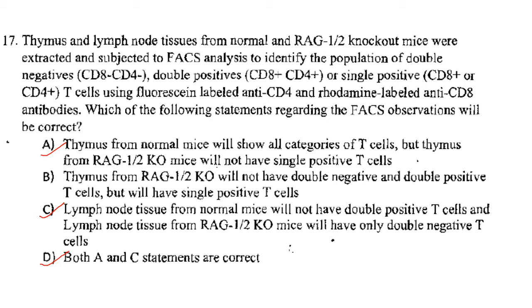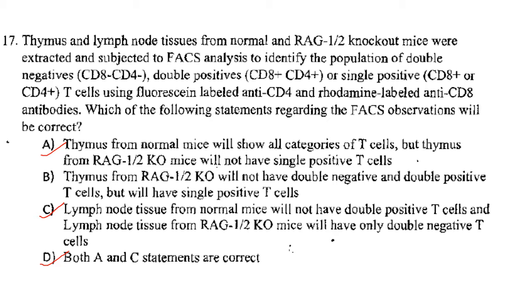Since RAG1 and 2 knockout mice don't have the RAG1 and 2 proteins, the double positives, that is CD8 plus and CD4 plus, will be eliminated, because in this double positive stage the RAG1 and 2 are starting to express. So when the gene itself is not there for the expression of RAG1 and 2, naturally the double positives will be eliminated. So naturally single positives will not be formed. So the thymus from RAG1 or 2 knockout mice will not have single positive T cells. Then A is correct.